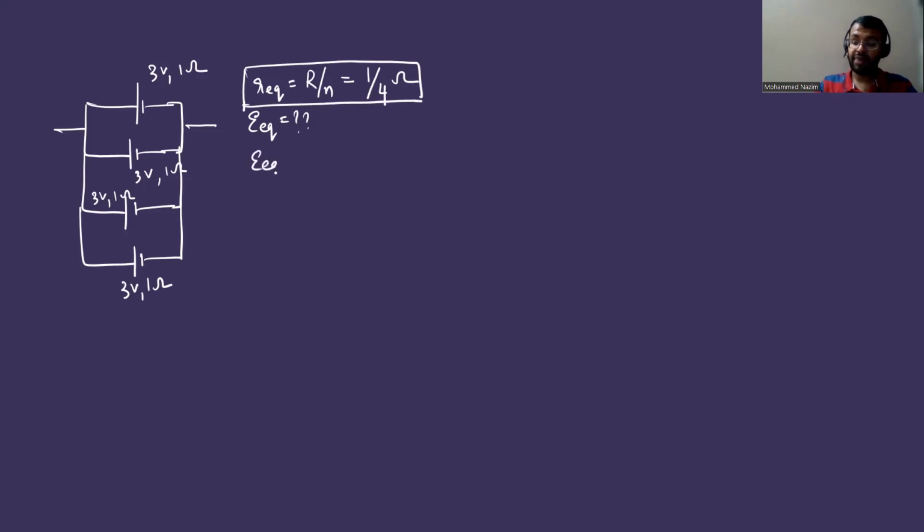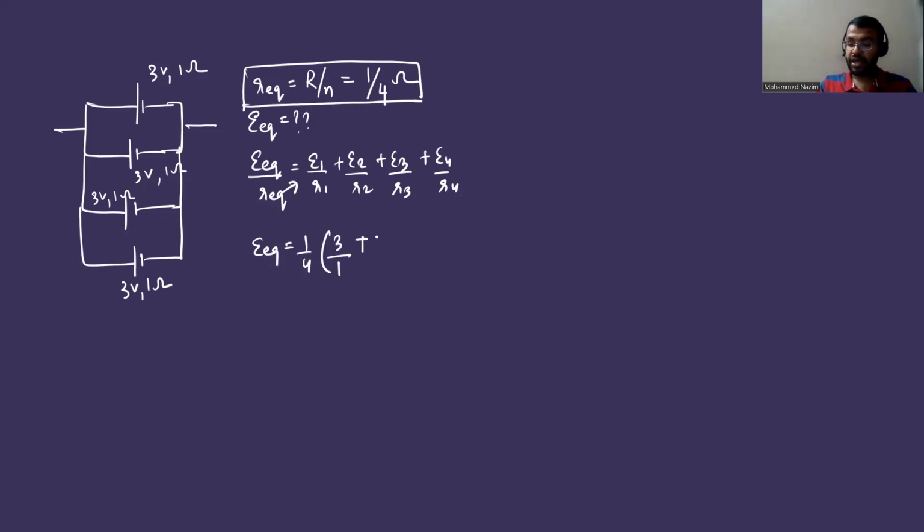Since cells are connected in parallel, you can use this relation. E equivalent by R equivalent is E1 by R1 plus E2 divided by R2 plus E3 by R3 plus E4 divided by R4. R equivalent will go this side. So this is going to be 1 by 4 into E1. What is E1? 3 by 1 plus 3 by 1 plus 3 by 1 plus 3 by 1, isn't it? So this is going to be how much?